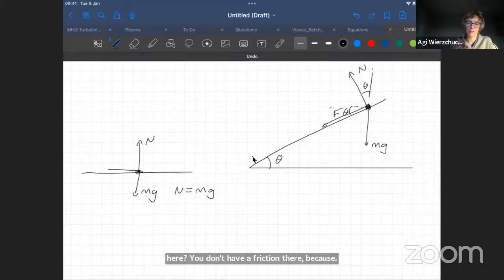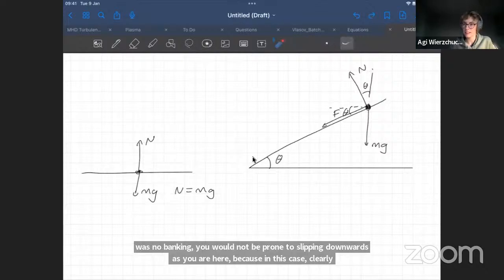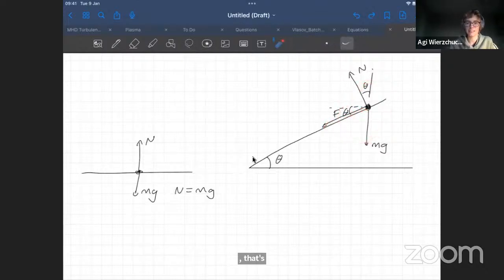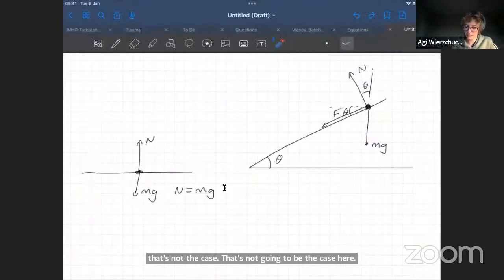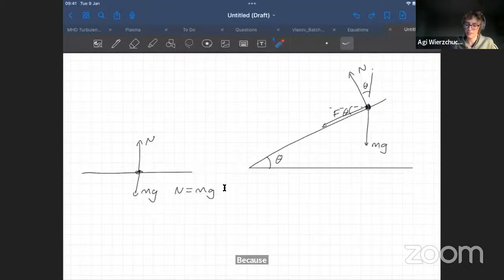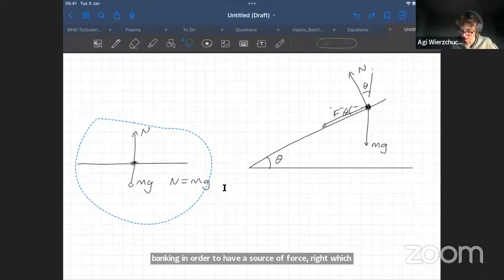If there was no banking, you would not be prone to slipping downwards, as you are here, where gravity is going to push you downwards. That's not going to be the case in the unbanked case because there's nothing to pull you down. So to answer the question, we need the banking in order to have a source of centripetal force, which is going to be both the friction and the gravity.